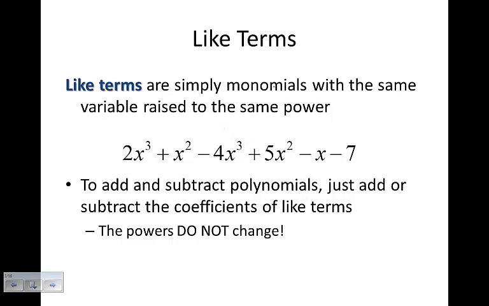Like terms are simply monomials with the same variable raised to the same power. So if you look below at this right here, which ones of these have the same power? Those are the ones that you can add and subtract. Now you do that just like adding and subtracting coefficients. Okay, so obviously we would see that the x cubed would be the same, the like term monomial, and we'd see that the x squareds are also like terms. So we can go ahead and add those together.